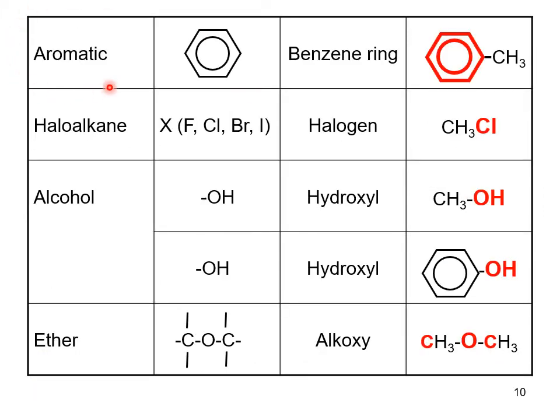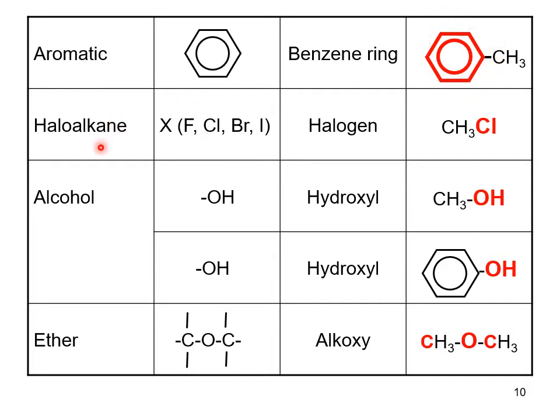Next, the class of compound is aromatic, and this is the structure of the functional group. Okay, this is a symbol. Sometimes it will be represented by C6H5. The name of this functional group is benzene ring. We need to circle the benzene ring when identifying the functional group.